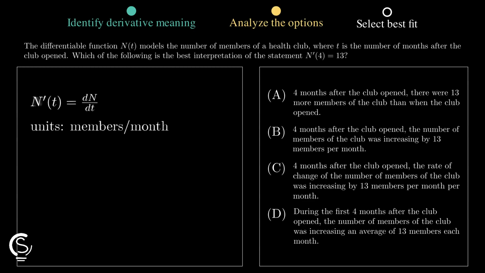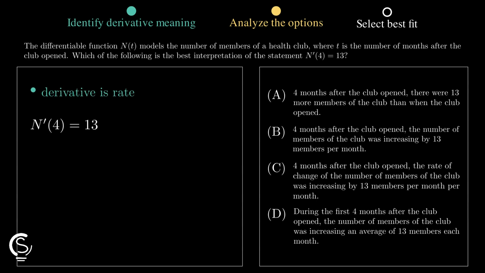At t equals 4, the derivative equals 13. This means at exactly 4 months, the membership count is increasing at a rate of 13 members per month. Boom, instantaneous snapshot found.